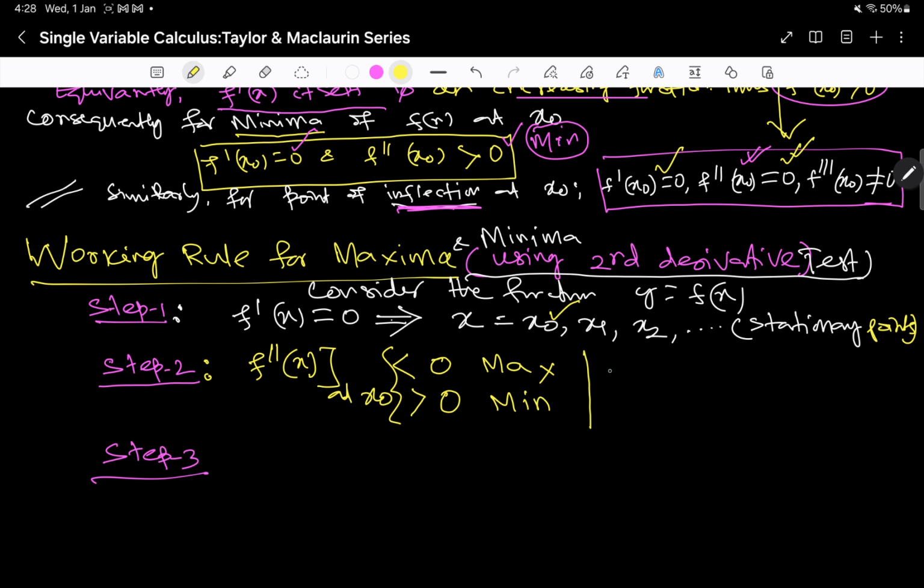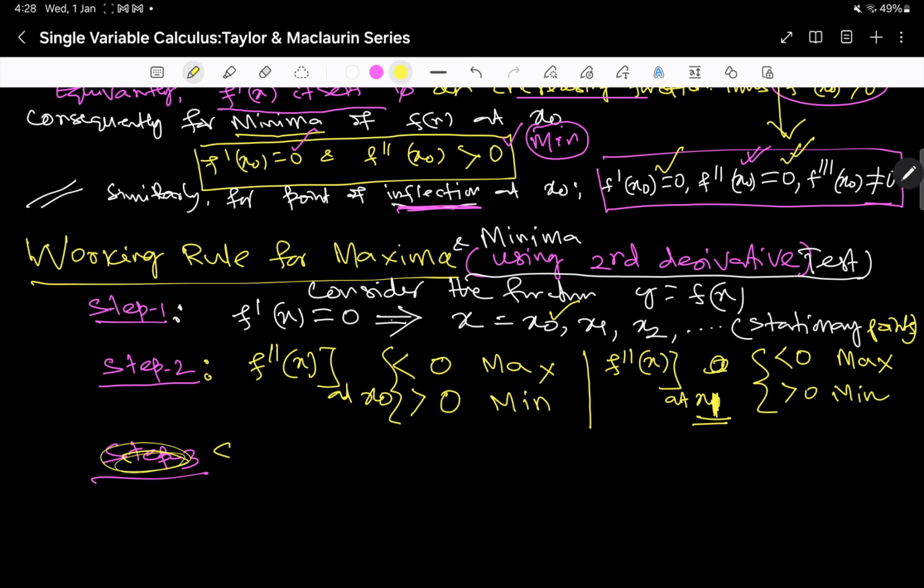Likewise, we go for the test at other stationary point, say at x1, right? We test it. If the second derivative here is negative, it leads to maxima at the stationary point x1. If it is positive, it is minima at the stationary point x1. Similarly, at every stationary point we go for the test, and there are some situations that arise here.